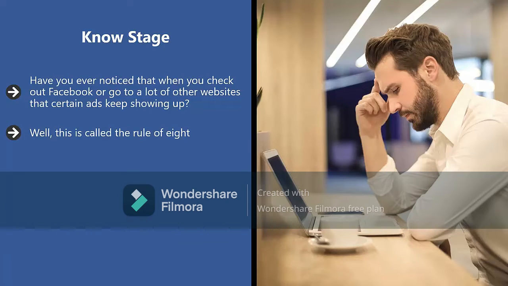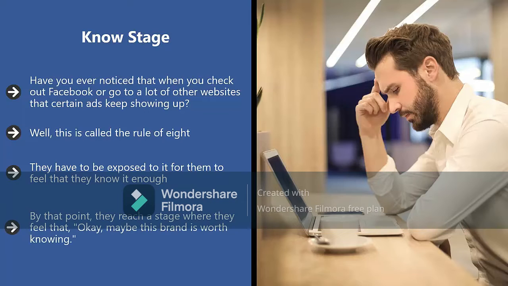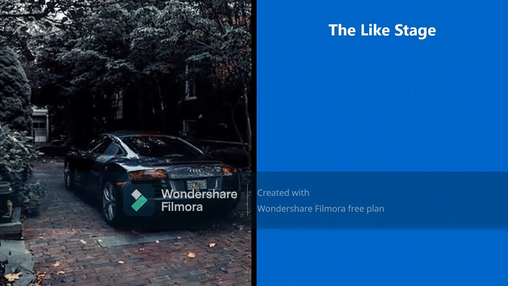Well, this is called the rule of 8. Marketing studies show that consumers would only click on an ad or take action on an offer once they have seen it at least 8 times. They have to be exposed to it for them to feel that they know it enough. This can take the form of an ad, a graphic, an article, or even a mention in an article. By that point, they reach a stage where they feel that, okay, maybe this brand is worth knowing. So they start looking at the ad more closely. They start reading the article with more attention. After this stage, they then subconsciously decide whether they like the brand or the offer enough, or they like the solution being offered. The like stage.